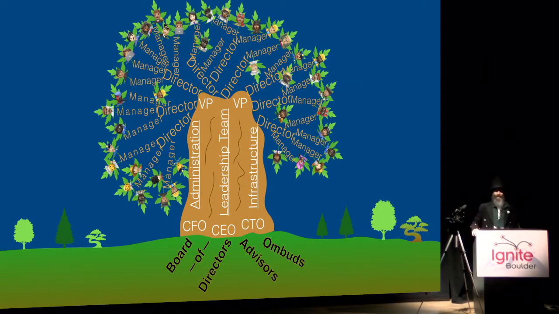And your executives, they're down in the dirt where they're not going to get too big of an ego. The executives and the board's job is to pull resources up from the soil and distribute it throughout the tree so that you have a healthy organization.